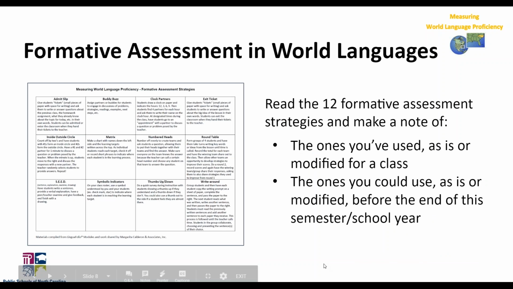Here's a bigger shot of our handout. Notice that there are 12 different formative assessment strategies or learning activities or checks for understanding that teachers can do in the classroom. What I want you to do is read those 12 formative assessment strategies and make a note as you read each one about the ones you've used, either as is, as they're presented here, or maybe modified for a class. You may do it slightly differently. You may have a different name for it or something like that. Or note the ones you could use, either as is or modified in some way before the end of this semester or school year.